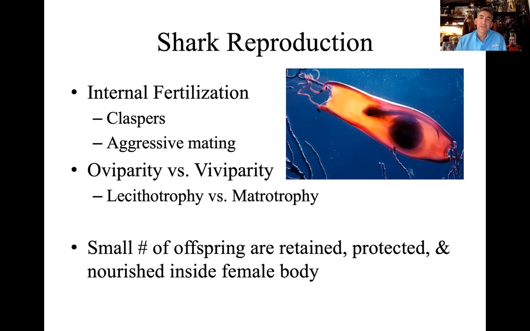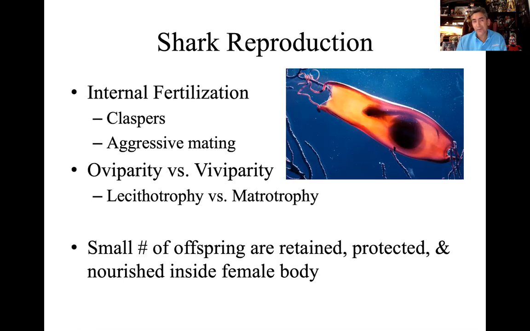And then we're going to get into some evolutionary strategies that are being used by different species of sharks. So it's kind of like a continuum. One we call ovipary or oviparity, and ovi refers to an ovum, an egg. In oviparity, the female literally will produce eggs inside of her body. And those eggs will be nourished by yolk.